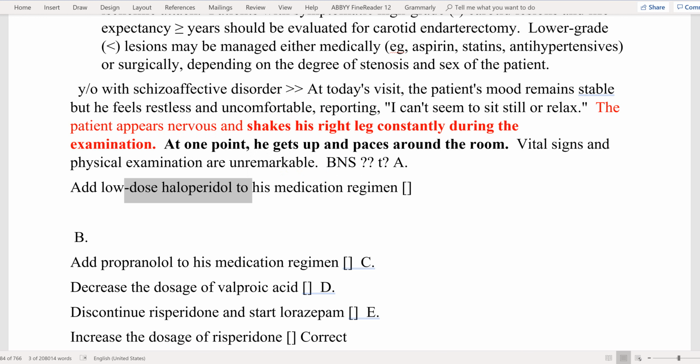Decreasing the dose of valproate may return the manic symptoms. He's having mania, and this akathisia is not related to valproic acid. Valproic acid is innocent here. Discontinue risperidone and start lorazepam? Lorazepam can be used, but I don't agree with discontinuing risperidone. That's why we gave it to him to begin with. And increase the dose of risperidone? Come on, he's already having it because of risperidone. This is going to worsen his condition. Okay, period.